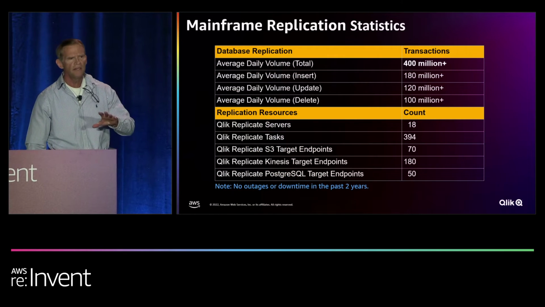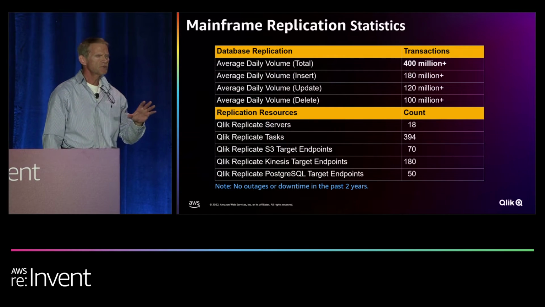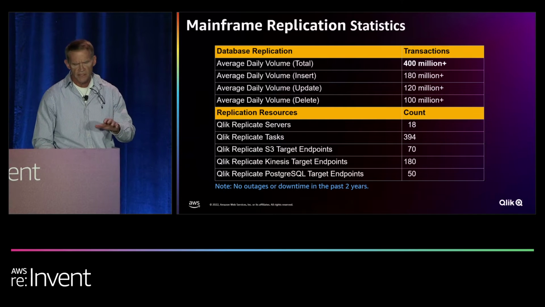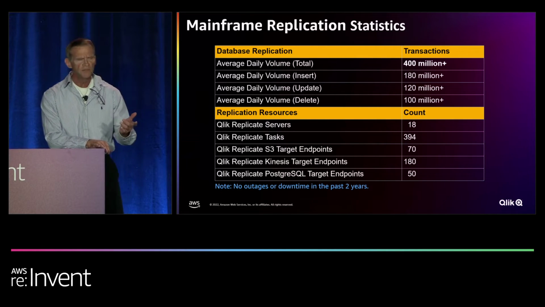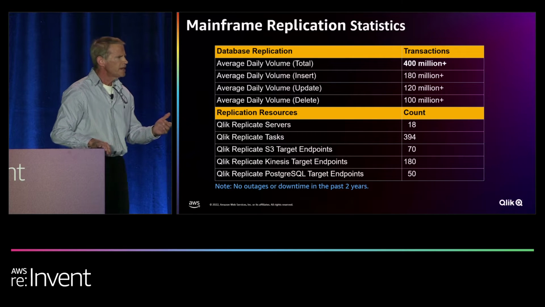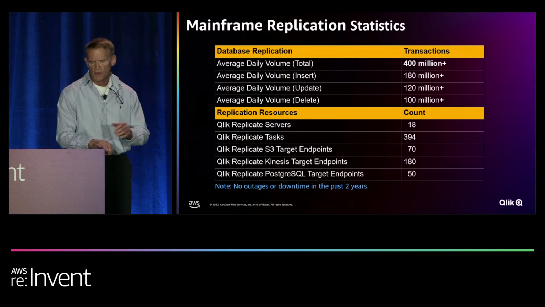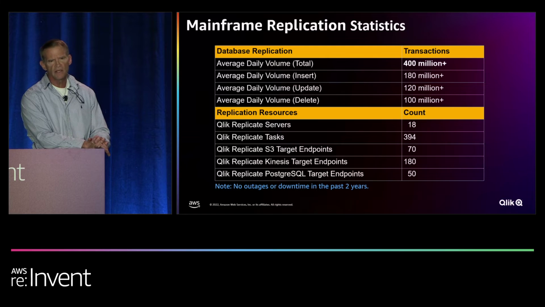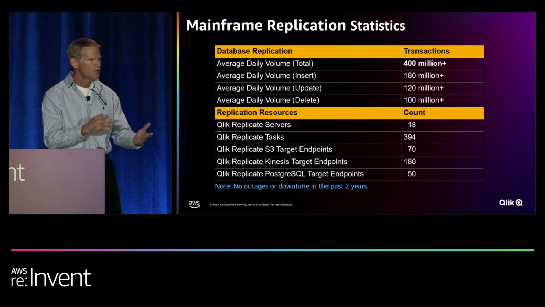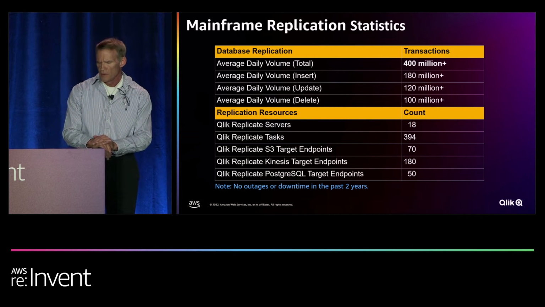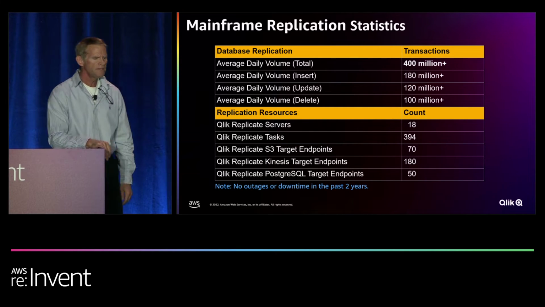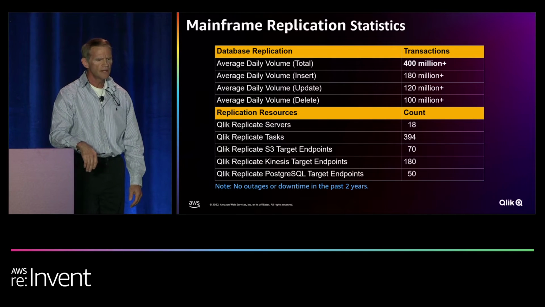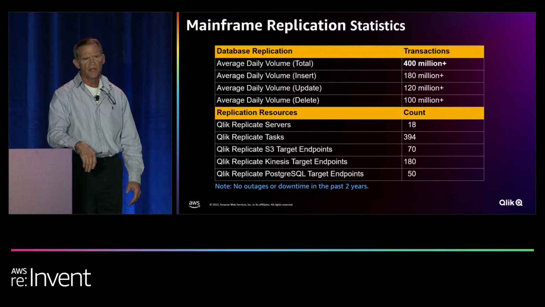Now, before I get into describing and giving you some of the details of our replication service, here's some statistics just to give you an idea of the current workloads on our mainframe. So our average daily volume is about 400 million transactions today. That's the overall workload that we're replicating to the cloud. And we currently have 18 Qlik Replicate servers in production.